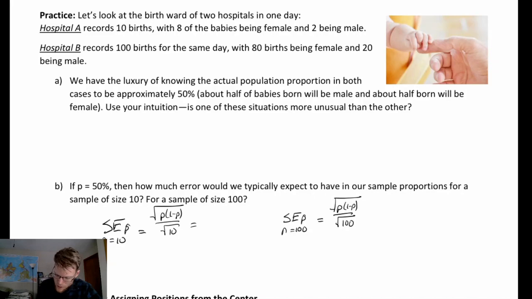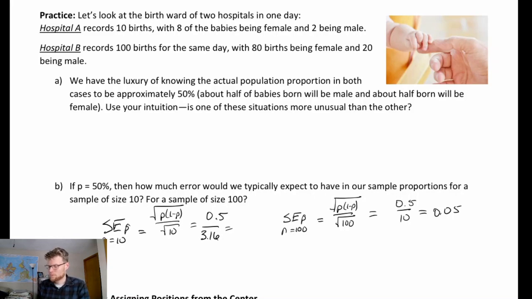So this is going to be 0.5 divided by the square root of 10, which is what, 3.16. Now compare that over here. This is going to be 0.5 divided by the square root of 100, which is just going to be 10. And so if I calculate each of these things, I'm going to get 0.05 as my standard error over here. This is going to come out to about 0.158.